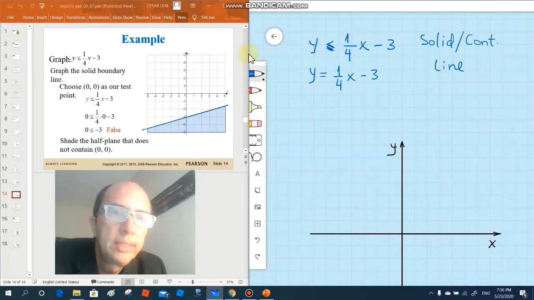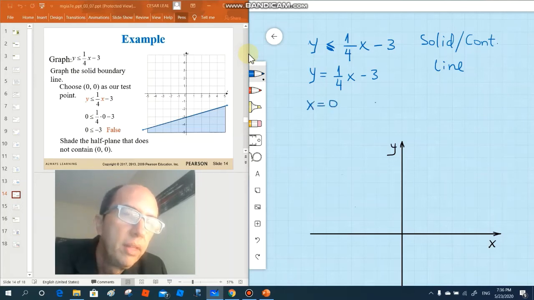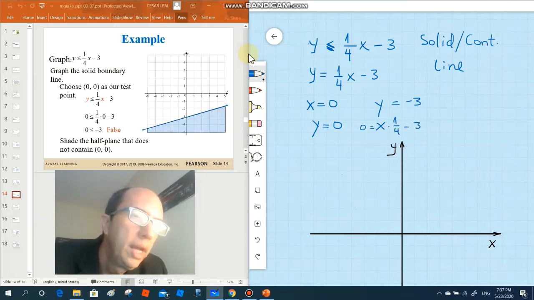And the line is, let's first make x equal 0. Y is going to be negative 3. And for y equals 0, 0 equals x times 1 over 4 minus 3. Add 3 on both sides. 3 equals x over 4. Multiply both sides by 4. X equals 12.